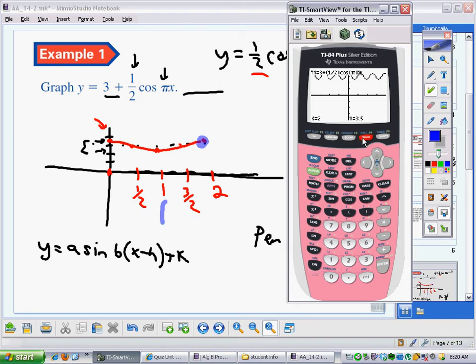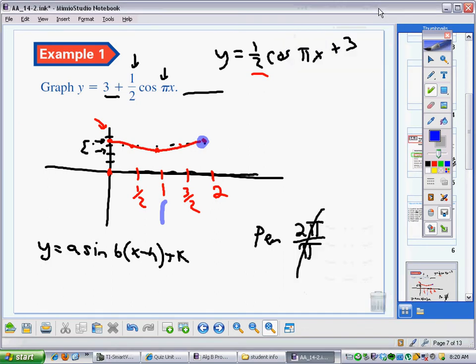You could check this by doing this. Trace 1, enter. Hey, look at that. That's the low point. I get it. Okay? And that's how you verify. Questions? All right, moving on.